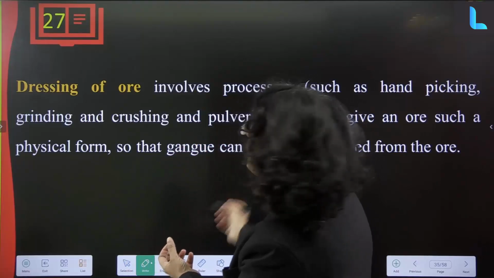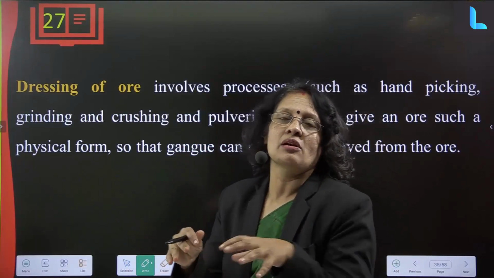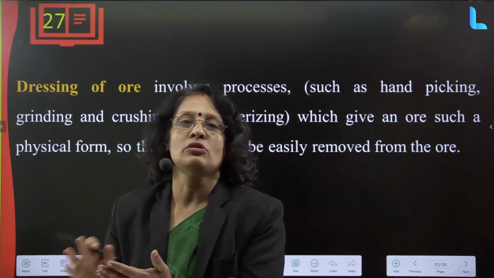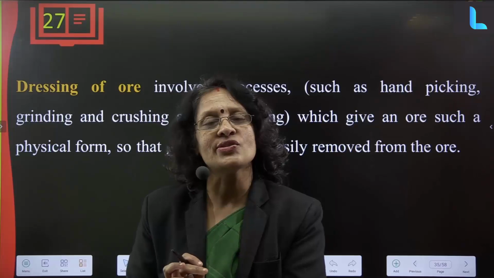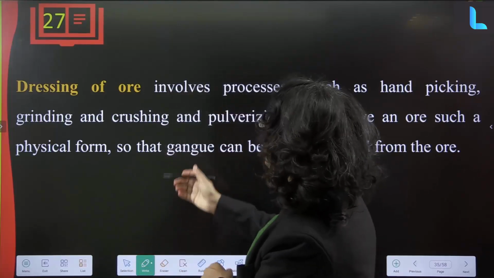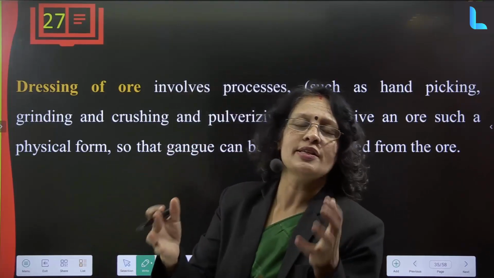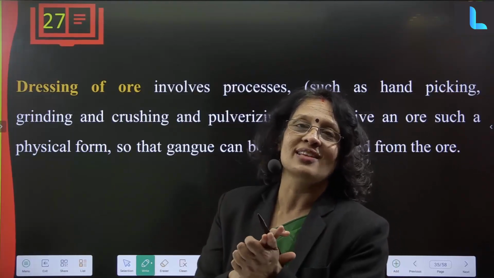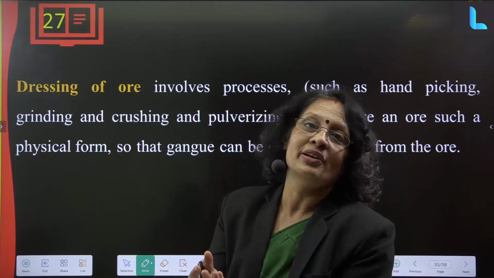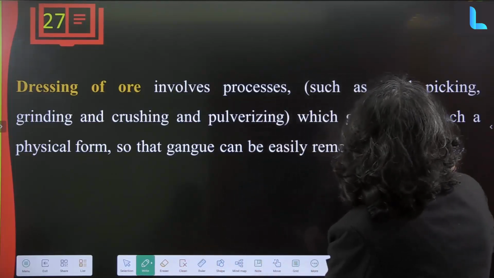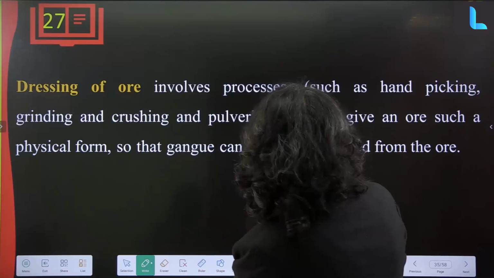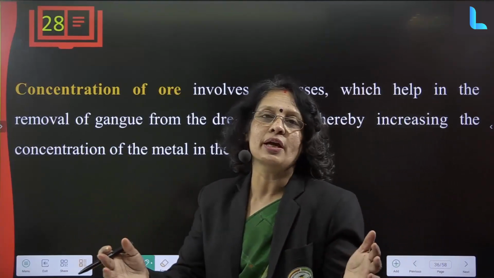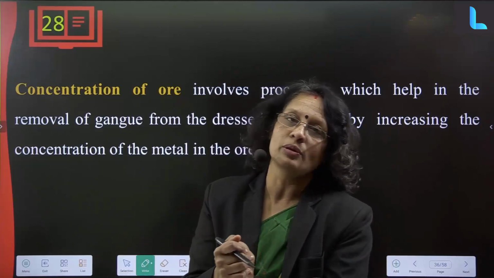Then grinding, crushing and pulverizing. If the pieces are very big, separation is difficult, so you have to chop it into smaller sizes. That is called pulverizing, or grinding or crushing. When it is in a smaller size, then you can purify it. We give the ore such a physical form that gangue can be easily removed from the ore. Otherwise, with a very big stone-like object, we cannot remove the impurities.